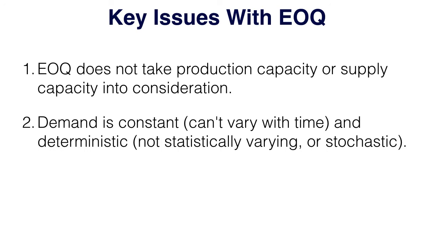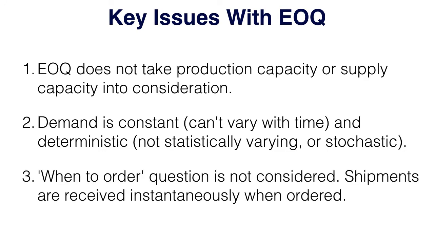Secondly, the demand is constant. We talked about annual demand, D being the annual demand in this case. Demand is constant, it can't vary with time, and it is deterministic, not statistically varying or stochastic. So this model doesn't account for the day-to-day or week-to-week statistical variation of demand. It assumes it is constant, and secondly, that it is deterministic, that it can be determined.